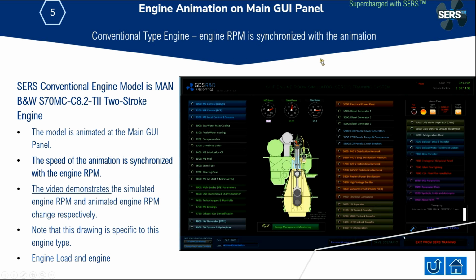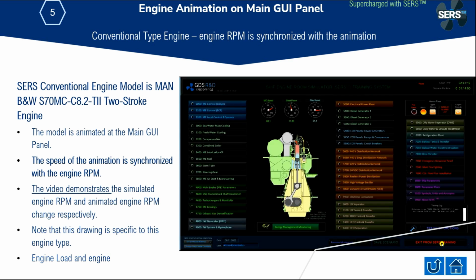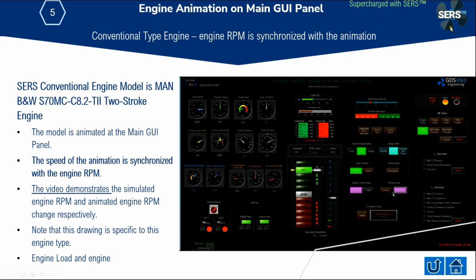So now let's continue. This is the animation. This shows the animation of the two-stroke engine on the main GUI panel. While doing that, we want to say the speed of the animation is synchronized with the engine RPM. So we reduce the RPM in the engine control room. Now we see that the RPM is decreasing to almost 60 now, and while it is decreasing, as you see, this animation is synchronized with it and decreases too. So that's what we want to say.